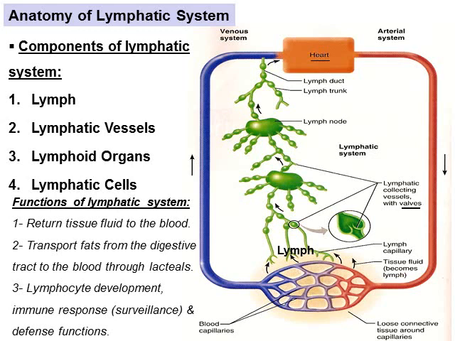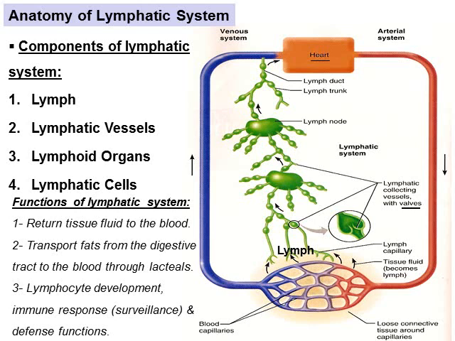The anatomy of the lymphatic system. To start with, we need to know what are the components of the lymphatic system. This lymphatic system is made of what? It is made of lymph, the fluid that runs in the lymphatic system, the lymphatic vessels, the lymphoid organs like the lymph node, and the lymphatic cells which are present in this system.